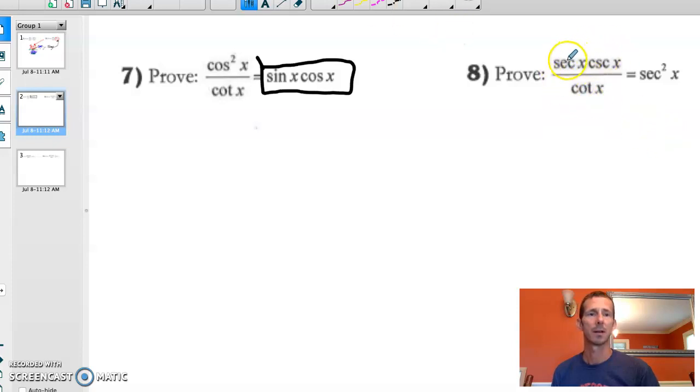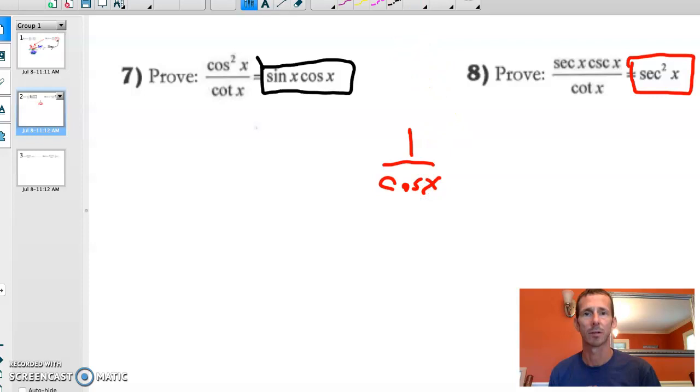Same idea here. I've got secant and cosecant on top, cotangent on bottom. This is what I'm going to end up with. Notice that it is not in terms of sine and cosine. So at the end, if I have something in terms of sine and cosine, I have to think about my other identities. So I'm going to start by rewriting secant. Secant is 1 over cosine x.